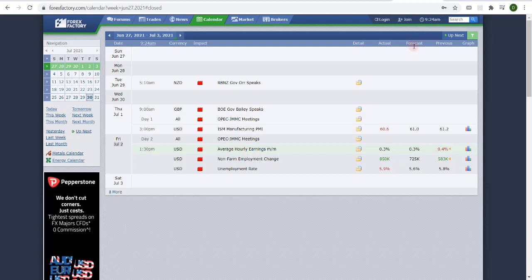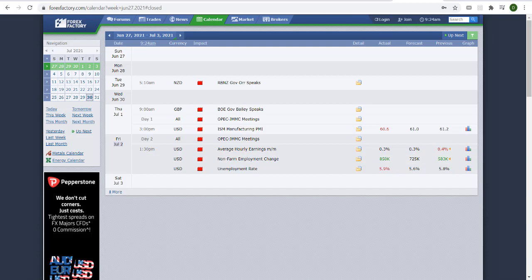You can see we're expecting 725k. Actual is 850k. So what do you think? Good for the dollar, right? Because more jobs were added, you are expecting the euro to fall against the US dollar, Aussie to fall, GBP to fall, and other currencies to fall against the US. So what we do now is go to the charts and look at what happened July the 2nd at 1:30. Let's see what happened.